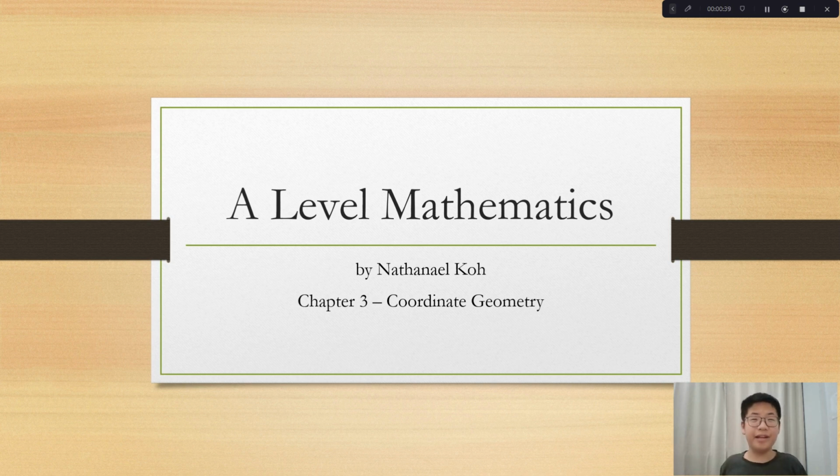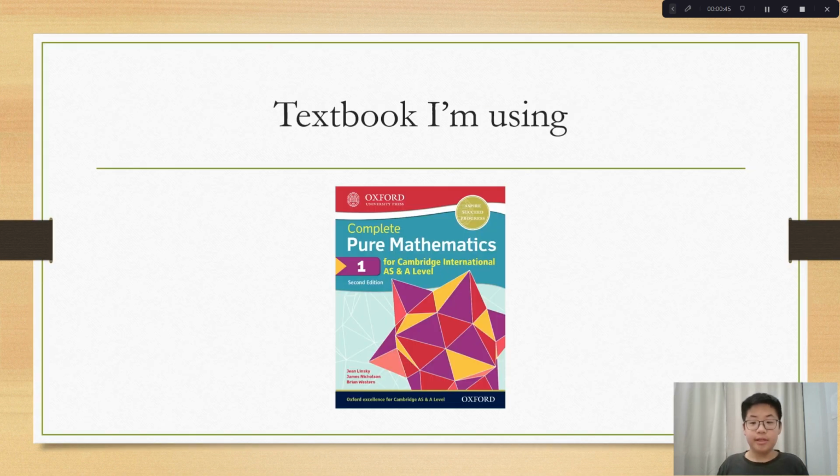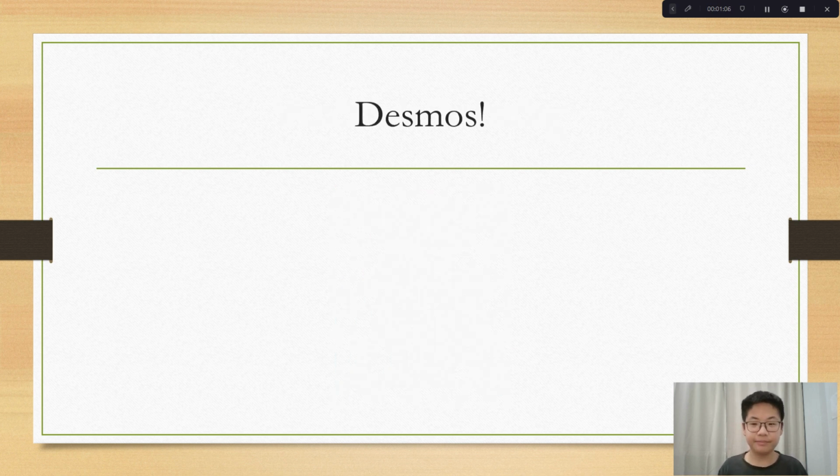Hello! Today we are going to do A-Level Mathematics Chapter 3, Coordinate Geometry. The textbook I'm using is by Linsky, Nicholson and Weston and is made by Oxford University Press. Don't forget, it's from the Cambridge exam. Remember which syllabus you are taking, because in your exam, you will never know which questions come out. So it's good to know the syllabus.